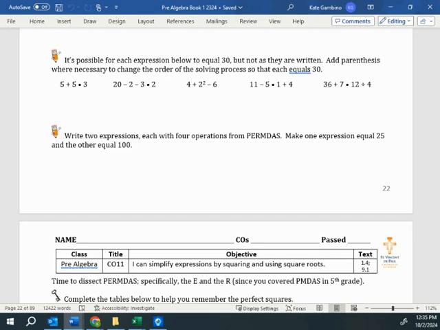I need to make that equal 30 by using parentheses. I am not going to move any number. I am not going to move any operation. I am going to add parentheses. Can anybody see a way that we could put parentheses in there to make it equal 30? Robbie? Put parentheses around 5 plus 5. If I put parentheses around 5 plus 5, I know I need to do that first. 5 plus 5 is 10. 10 times 3 is 30.